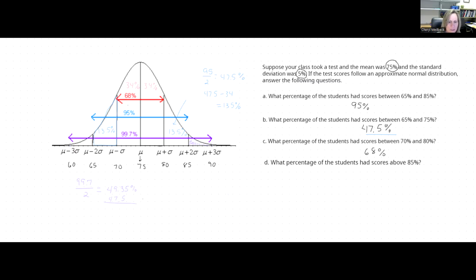It should be 49.85. I divided this incorrectly. 99.7 divided by 2 is 49.85. So now if we subtract that, we're going to get 2.35. And that's the little bit that is here. And the little bit that is here.